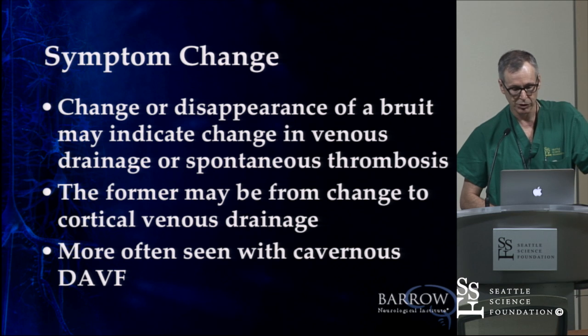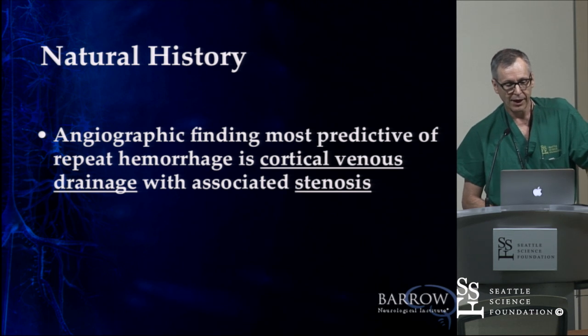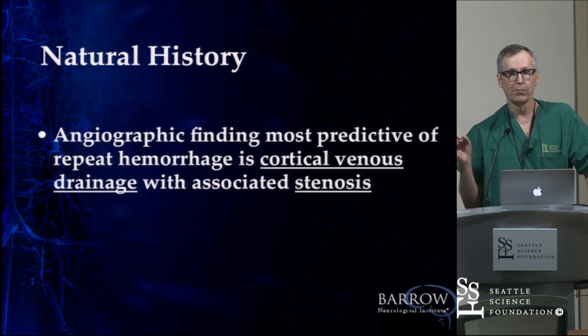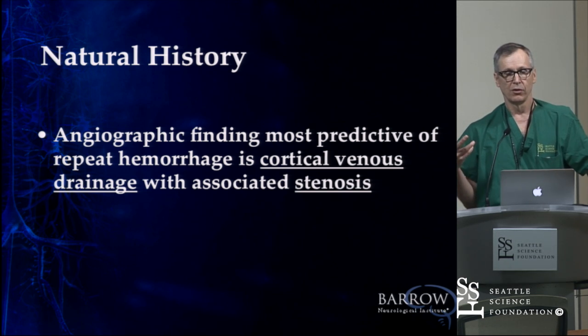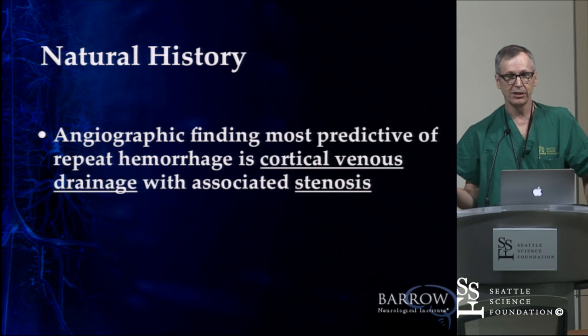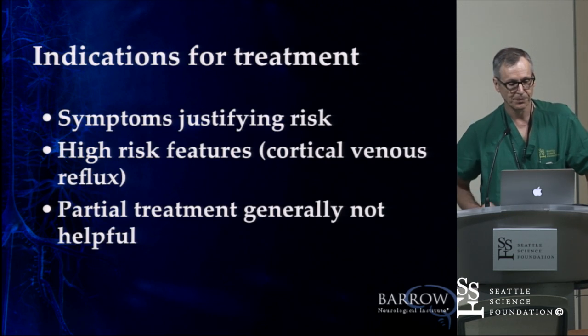Proptosis and the visual symptoms will change with time, but most people aren't willing to follow those long enough because the symptoms are at least cosmetically troubling to the patients, if not painful, and double vision, nobody likes that very much either. The angiographic finding that's most predictive of impending hemorrhage is cortical venous drainage with ectasias, and the ectasias occur because of stenosis of the vein. So if you've got a cortical draining vein that is arterialized and has a stenosis and starts to develop these ectasias, that is the single highest predictor of impending hemorrhage.